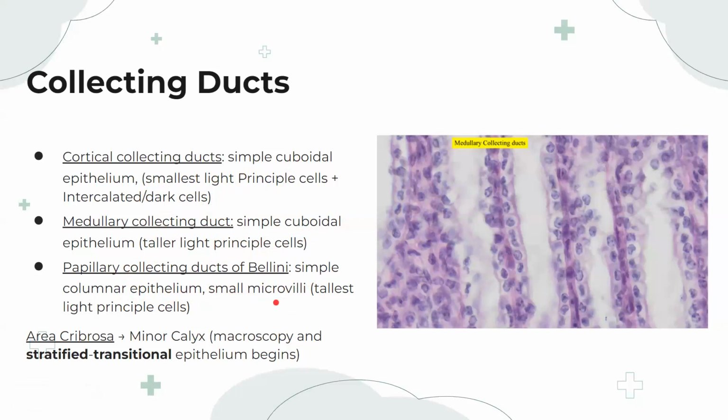So far, the only two places that we've seen with microvilli have been the proximal convoluted tubule, including the convoluted part and the pars recta part. And then the second area was the papillary collecting ducts of Bellini. This is where you would have the tallest of the principal cells, but you don't have any intercalated or dark cells here.